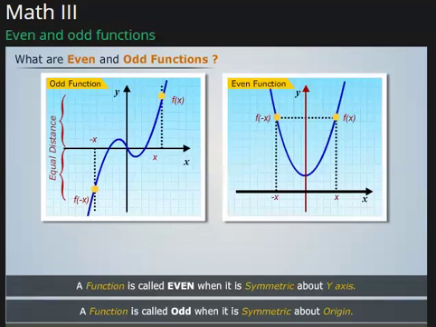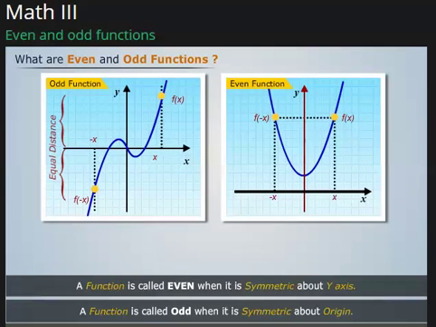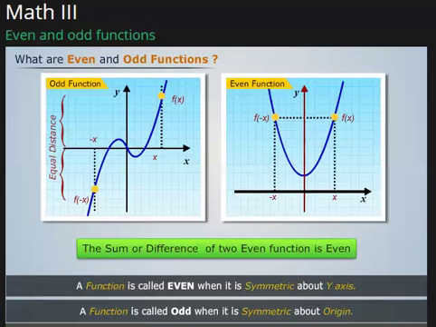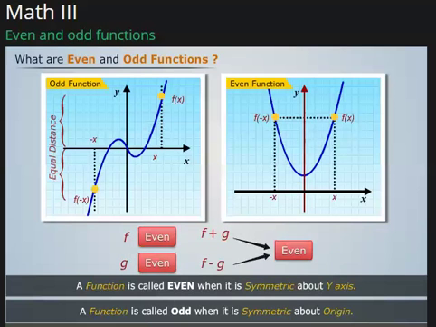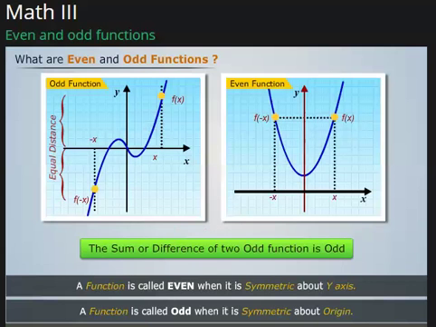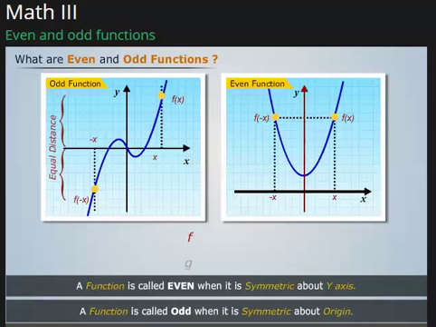Some of the properties of even and odd functions are: the sum or difference of two even functions is even. Let f and g be even functions. Then their sum or difference is also even. The sum or difference of two odd functions is odd. Let f and g be two odd functions. Their sum or difference is also odd.